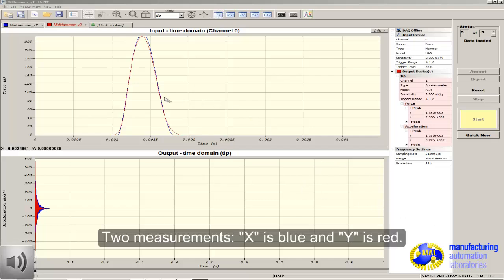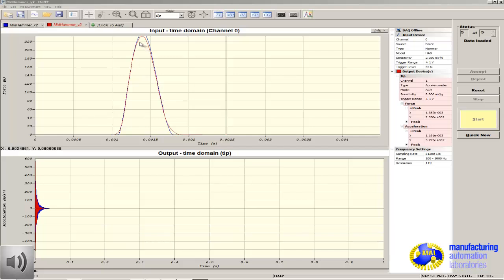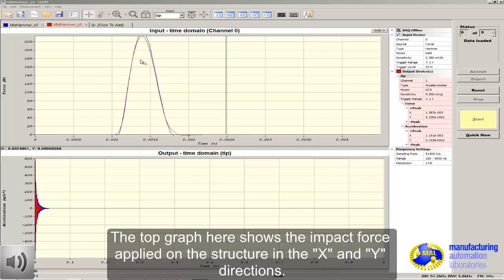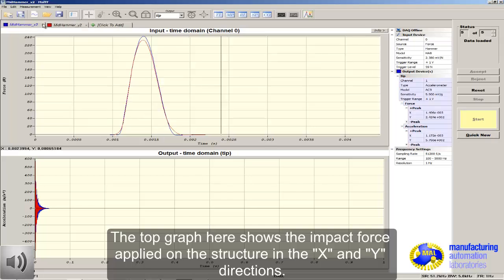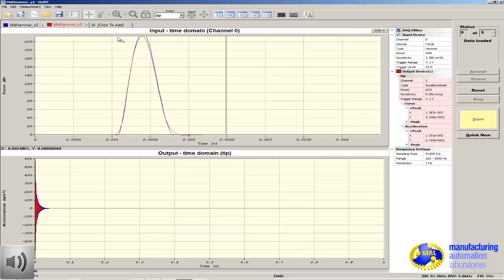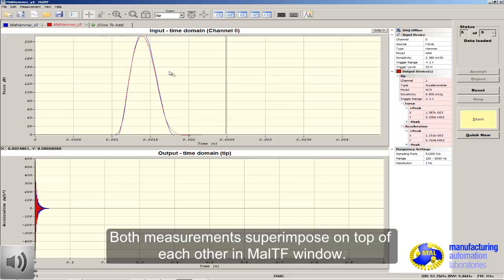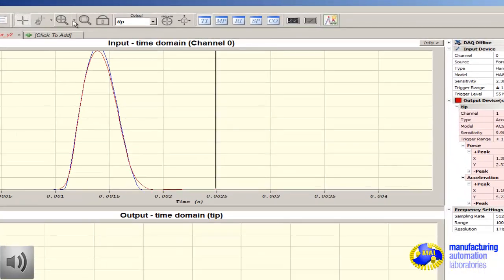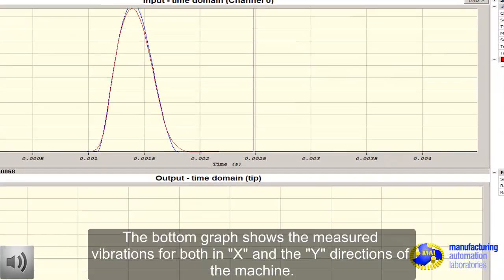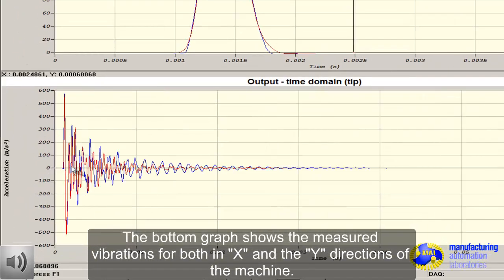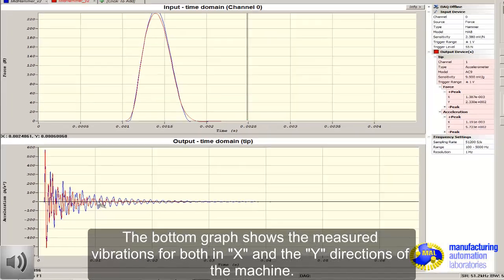We have two measurements here with a medium-sized hammer. The top graph here shows impact force applied on the structure in the X and Y direction. One of them is blue, the other is Y, and we superimpose both measurements on top of each other in the multi-F window. The bottom graph shows measured vibrations also in X and Y directions of the machine.